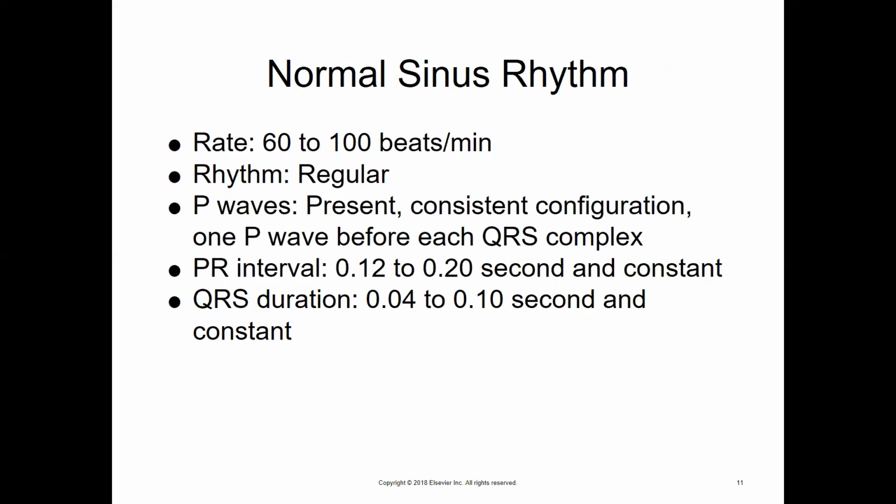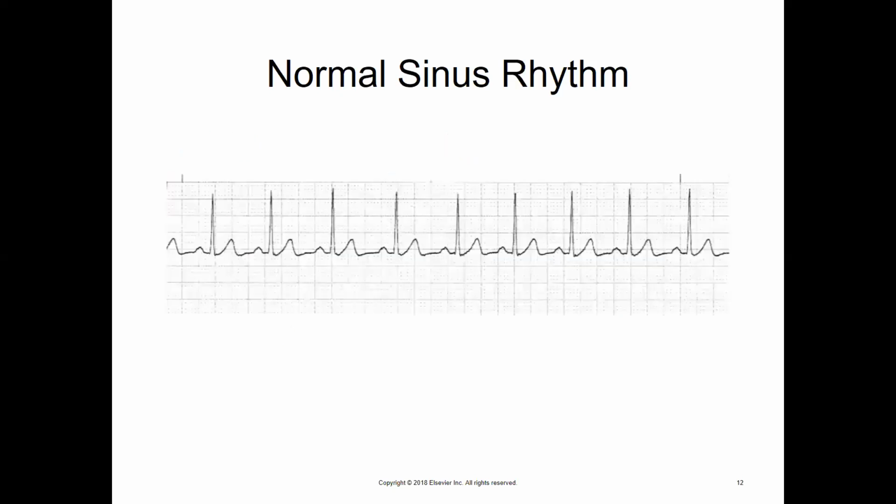So let's talk about rhythms. A normal sinus rhythm, the rate is 60 to 100 beats per minute. We're not going to talk about the P waves, the PR interval. That's just some extra information there. So that's just a regular rhythm. And if you see an EKG that looks like this, it is a normal sinus rhythm.